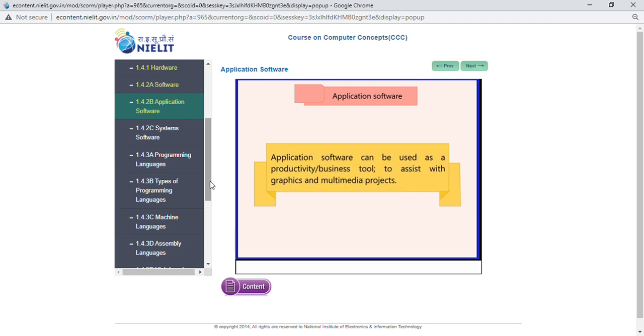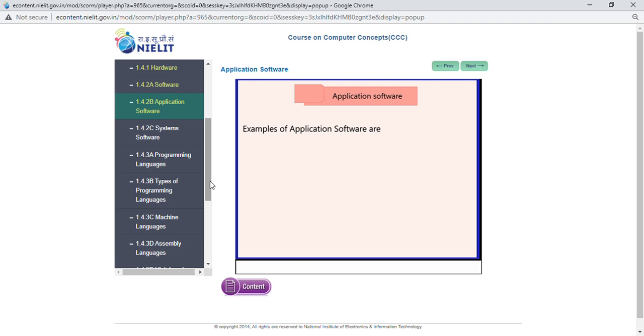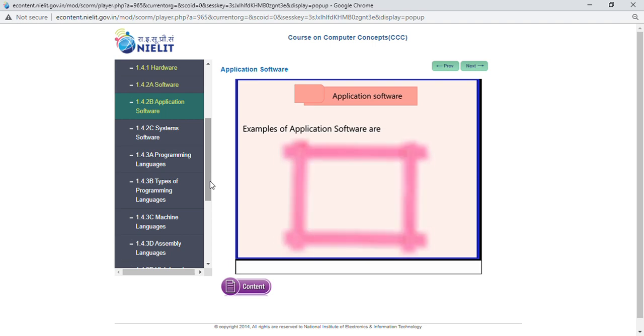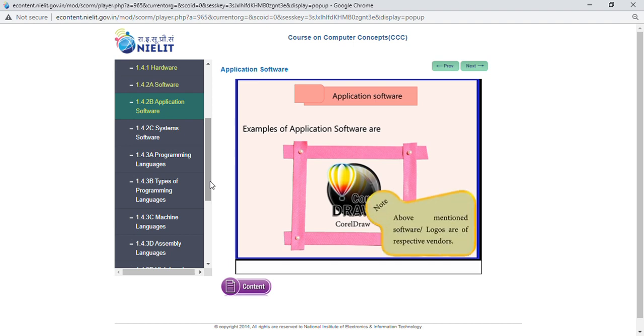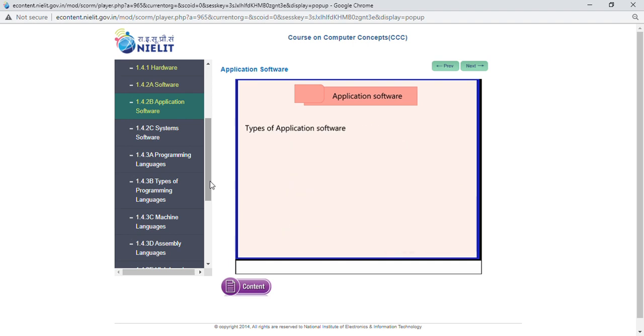Application software can be used as a productivity or business tool to assist with graphics and multimedia projects. Examples of application software are Microsoft Word, Macromedia Freehand, Adobe Photoshop, CorelDRAW. Note, above mentioned software or logos are of respective vendors. Types of application software.